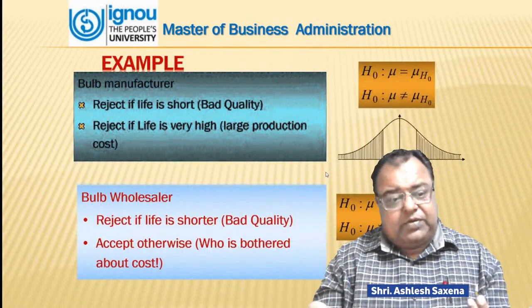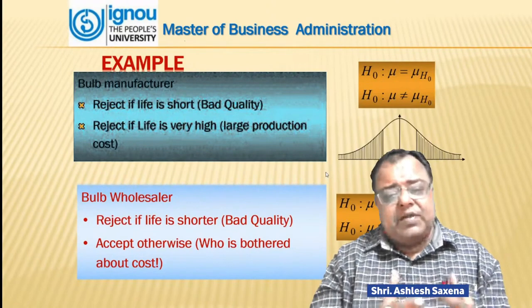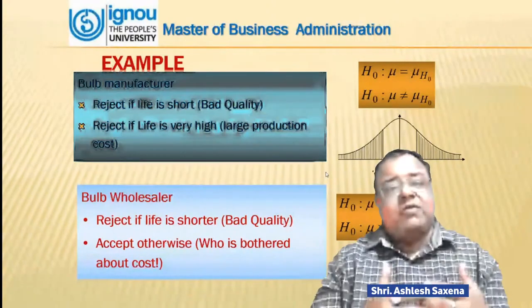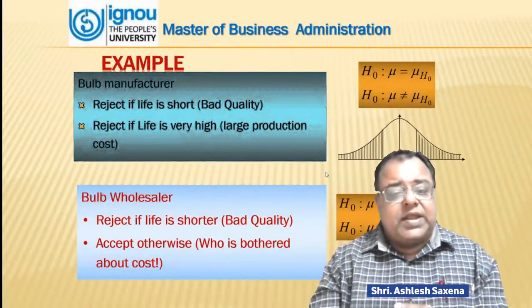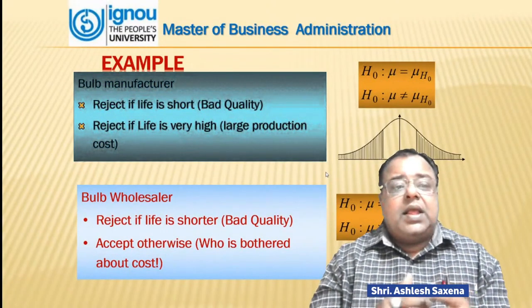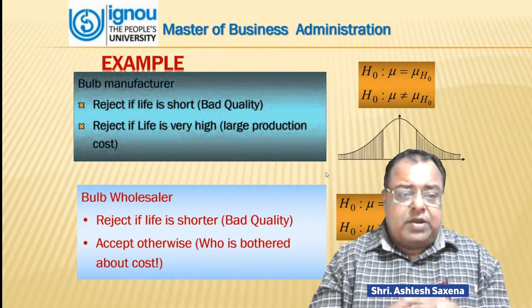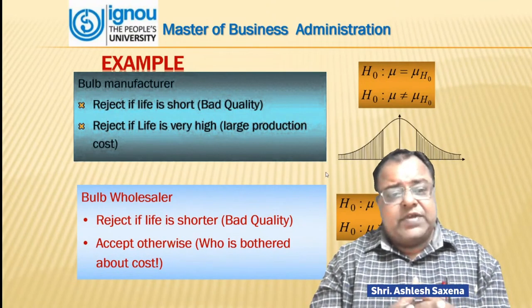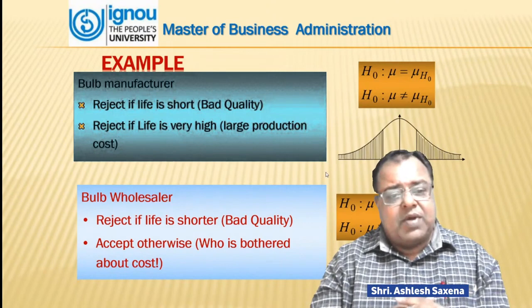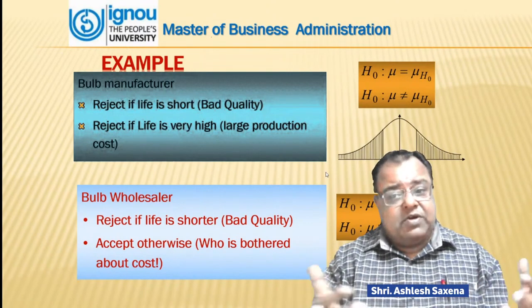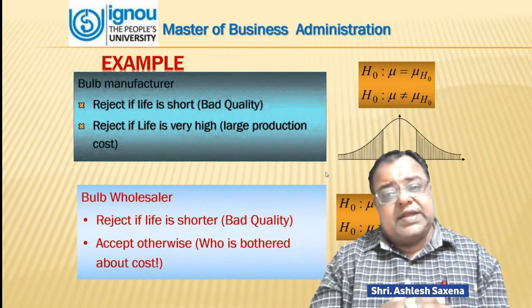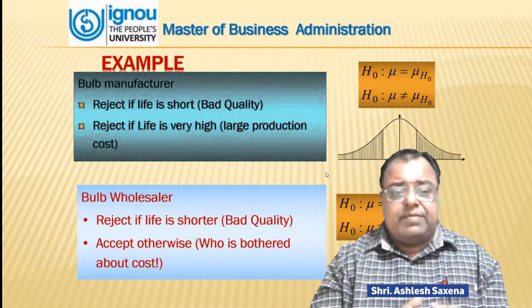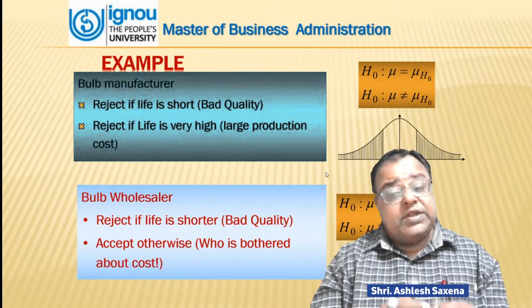There are examples which depict how we can apply and how we can start with the testing of hypothesis. Suppose we take up an example of a bulb manufacturer. Reject if the life is short, that means it is of bad quality. Reject if the life is very high, that is large production cost. In that case, we can say that H0 is mu equals mu naught. This is the null hypothesis, and the alternate hypothesis is H1: mu is not equal to mu naught.